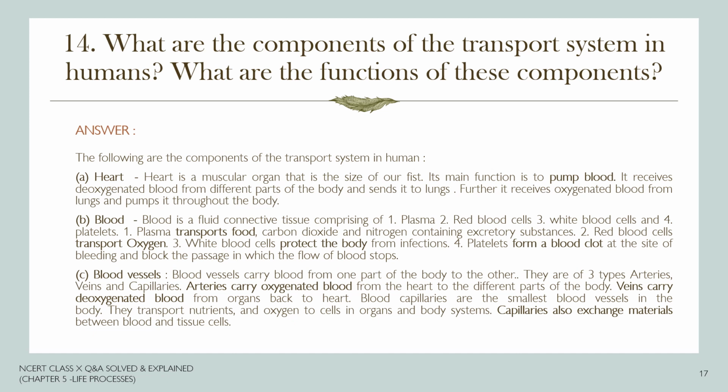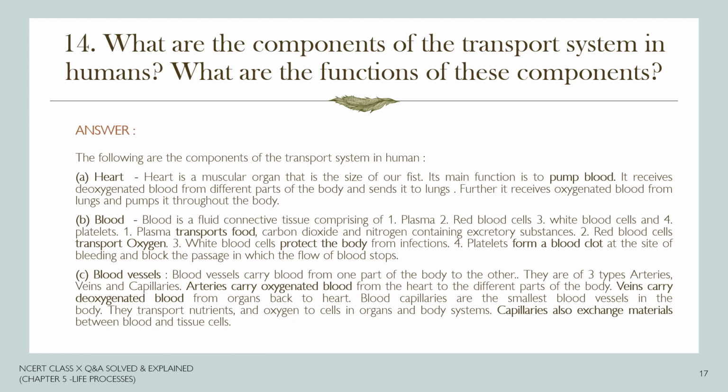Blood itself is a fluid connective tissue. It is made up of plasma, red blood cells and white blood cells and platelets. Plasma transports food, carbon dioxide, nitrogen, excretory material, etc. Red blood cell helps in transport of oxygen, and white blood cell, it protects the body from infections. And then platelets are the ones which help in clotting of the blood at the site of a cut.